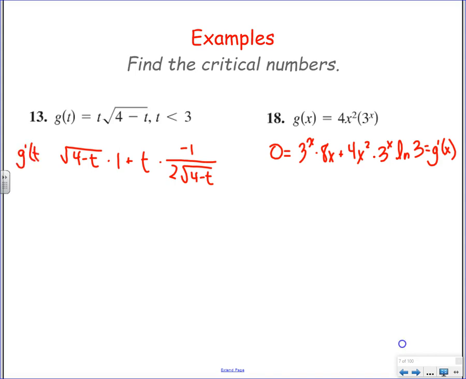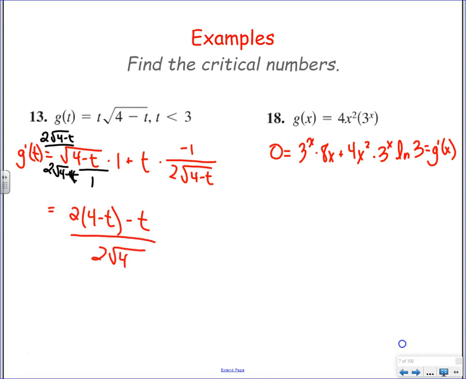But question, is there a nice top and a nice bottom right now? Not nice. I need to get them to be a common denominator. I know, but it's algebra. So I'm going to multiply this one by 2 square root of 4 minus t, all over 2 square root of 4 minus t. I would love, a square root times a square root goes away. I would love to have one top and one bottom, because why is it so nice to have one top and one bottom? Top equal to 0, bottom equal to 0.